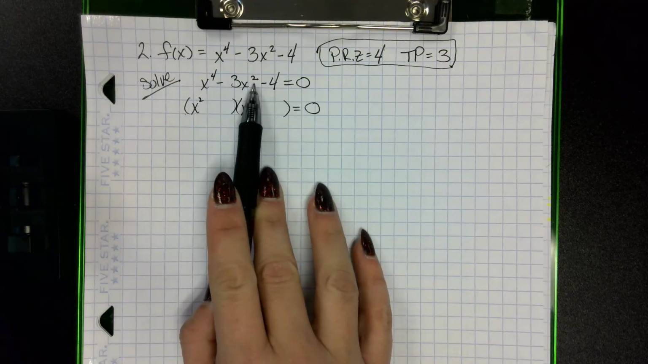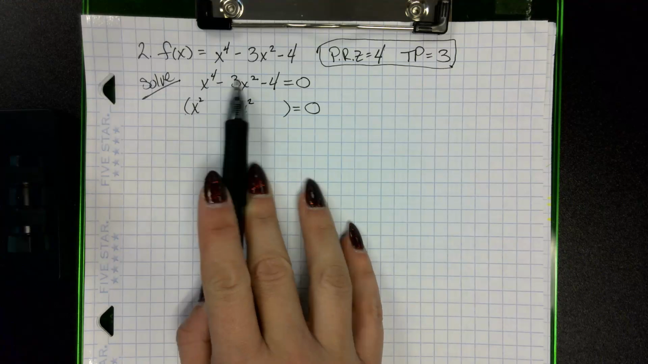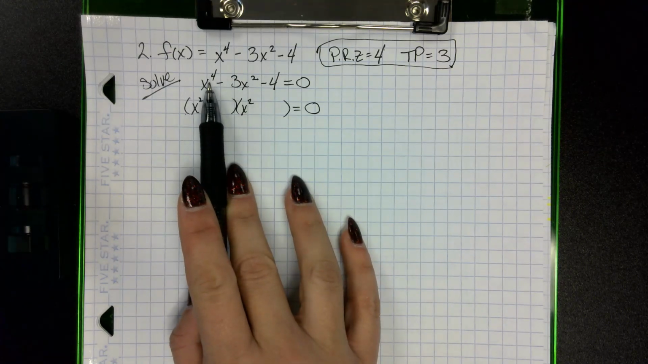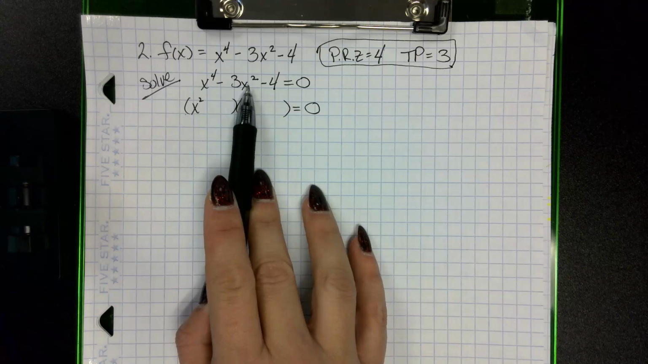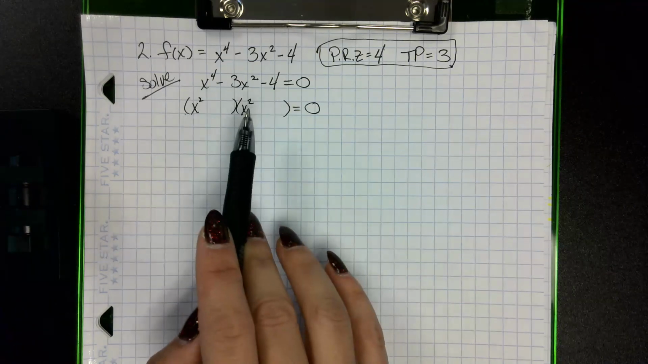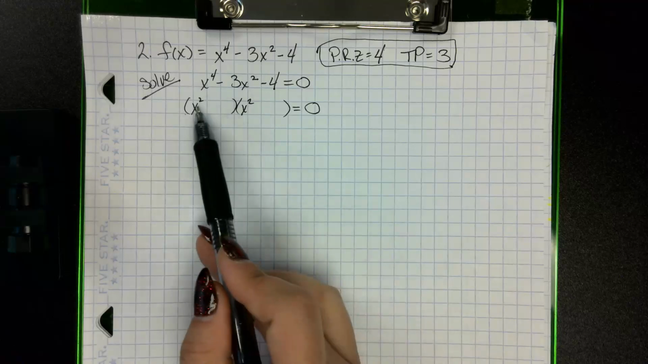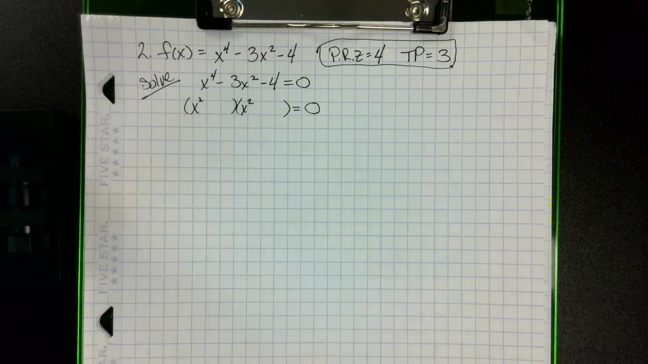Now if this was like x to the 5th, then we would have a problem. But it's x to the 4th, and then the middle one is half of it. So it could be like x to the 12th, and then x to the 6th. And we could do the same process. So we're just going to treat it the same as we would a quadratic. It's just, now we have x squareds instead of x to the 1st for our factors.